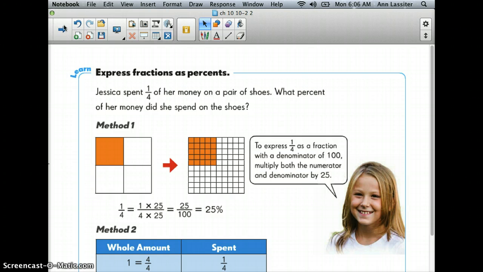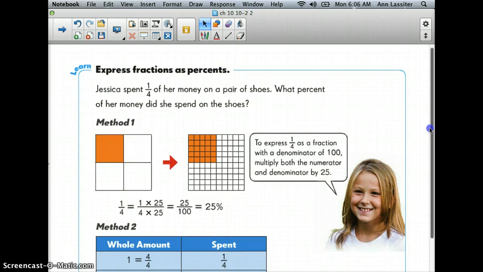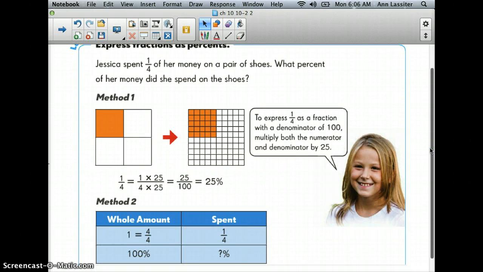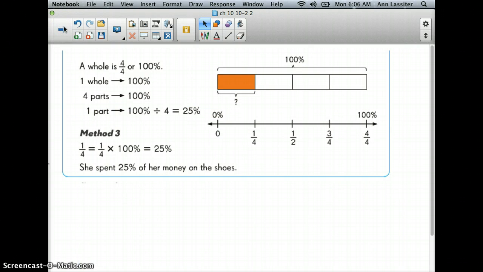The second method I want to look at is where you look at the denominator and you think of there would be 4/4 in a whole, but we're only talking about one of the fourths. So the whole amount is equal to 1, which is 4/4, and she spent 1/4. Another way of saying a whole amount is 100%. So you take the 100% and divide it by 4, and you would get 25%. And that's explained in this picture right here. The one whole is 100%, 4 parts makes up 100%. So to get one part, you do the 100% divided by 4, which is 25%.